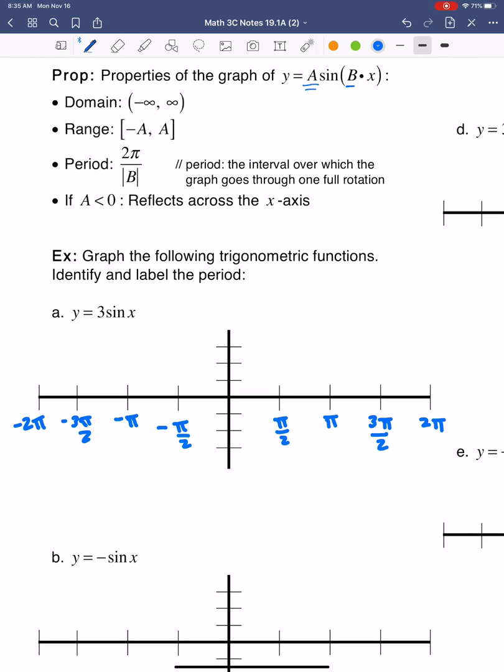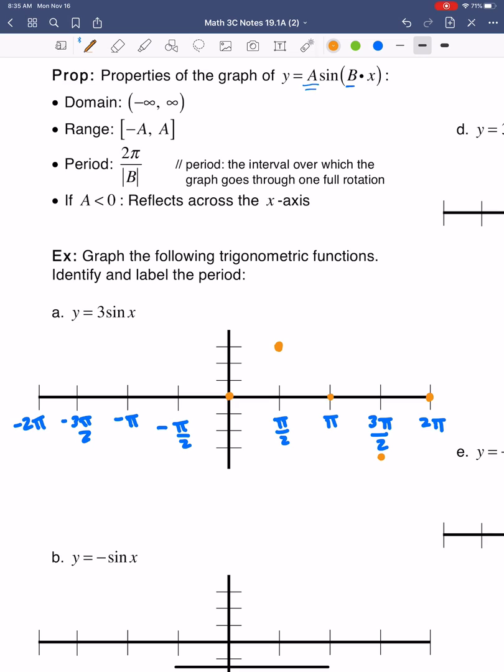Okay, and so then what we're going to do is for this one, notice that the amplitude is changing. The A value is changing. So this is going to look the same as our previous graph. We're going to start at 0, but then instead of going up to just 1, I'm going to go all the way up to 3 because my value there has changed. And then back down to 0, it's going to follow the same pattern. Okay, then down to -3, and then back up to 0.